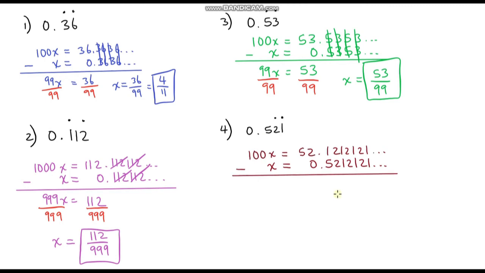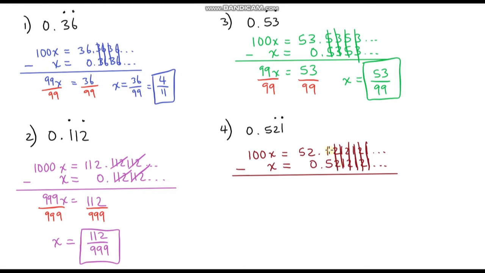And the whole reason I'm doing that is so that these digits line up with each other. If I didn't multiply by 100, if I multiplied by 10 or if I multiplied by 1000, these 1s and 2s would not line up with each other. So we wouldn't be able to subtract. So now we can subtract. So these ones will cancel.